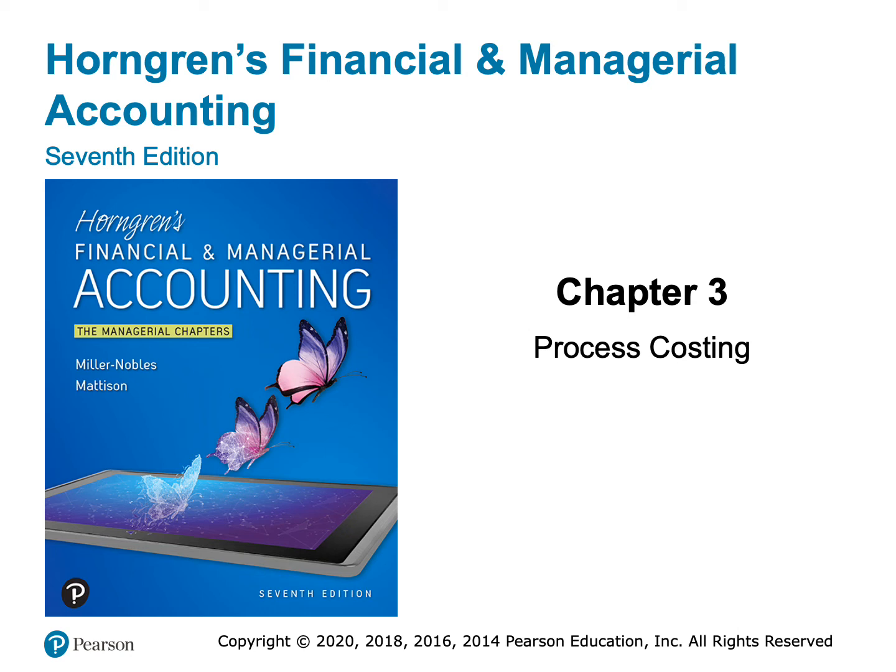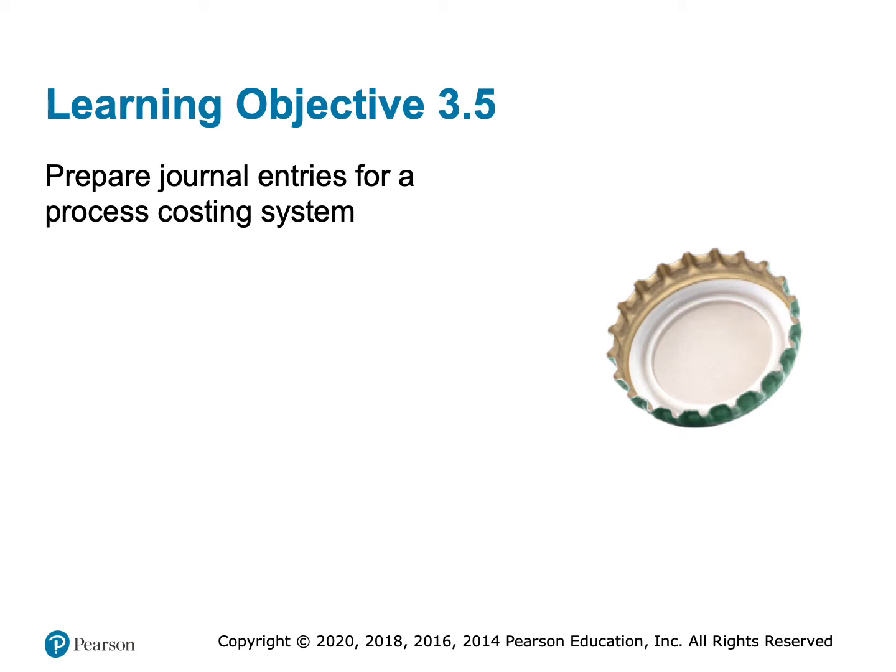So again, we're going to pick up with objective 5, where we're going to work through all of the journal entries for the process cost system. Many of them will be very similar or exactly the same even as what we did in the job order cost system, but there's a couple that are different.